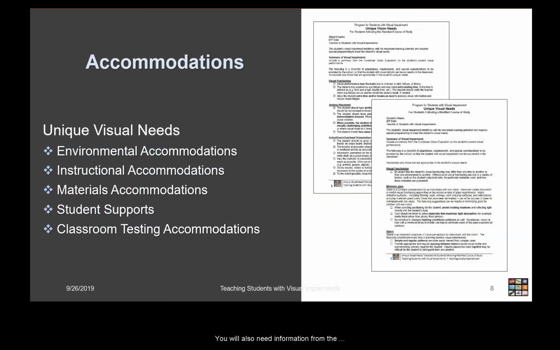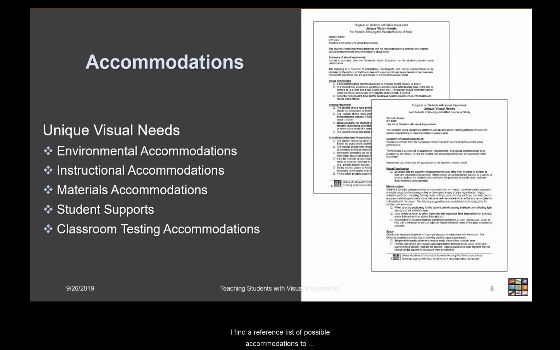You will also need information from the functional vision and learning media assessment to identify vision-specific student supports to meet the student's unique visual needs. These include environmental, instructional, material, and classroom testing, along with other student supports the student may need.